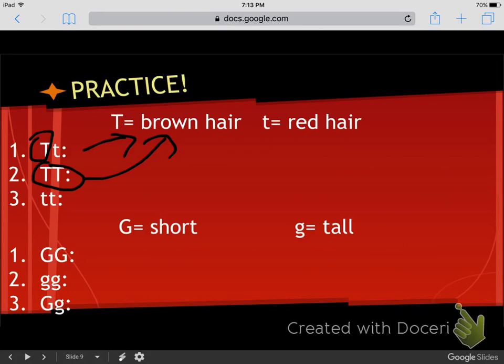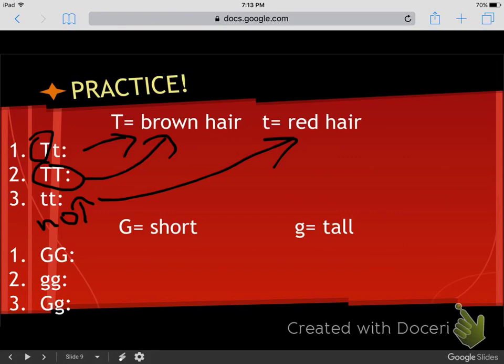Now in the third situation, there are no dominant letters, right? There's no capital letters. That means it is not getting a dominant trait. Instead, it is going to get the recessive trait, which is red hair.